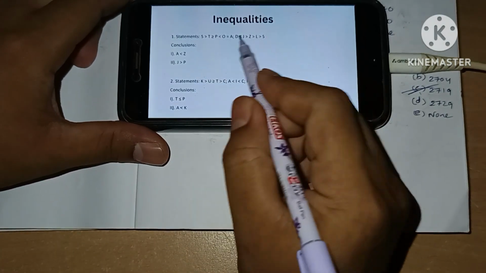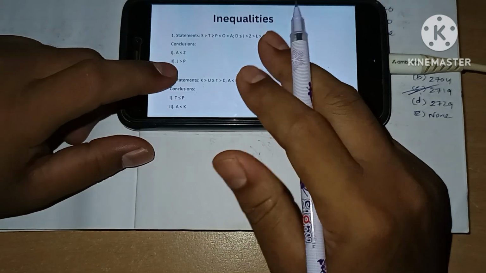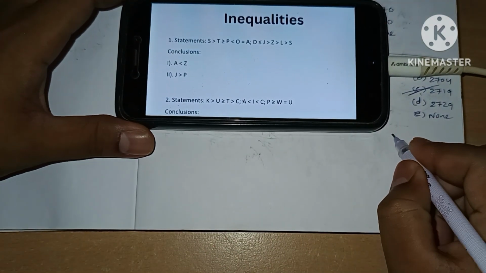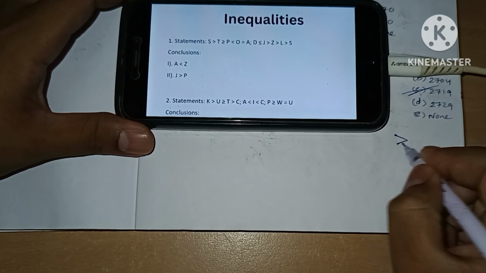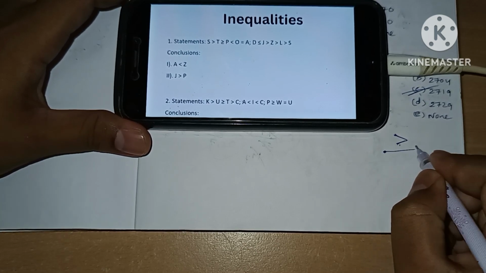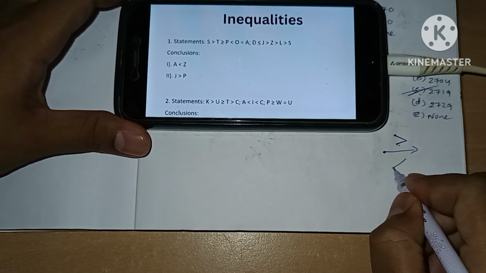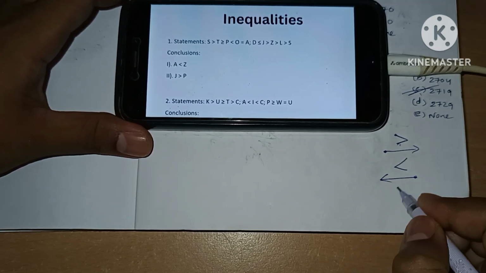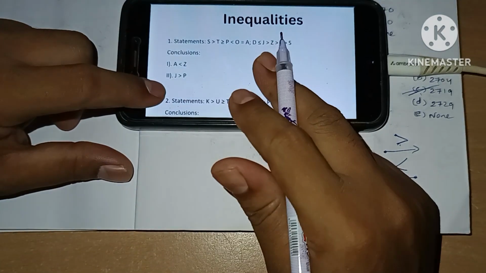Now we are going to solve inequalities. First we are going to understand the concept I am going to use here, which is the flow method. If I see a symbol like this, I always speak the flow from this side to this side. If I see a symbol like this, then I say the flow from this side to this side. Let's see with the questions.